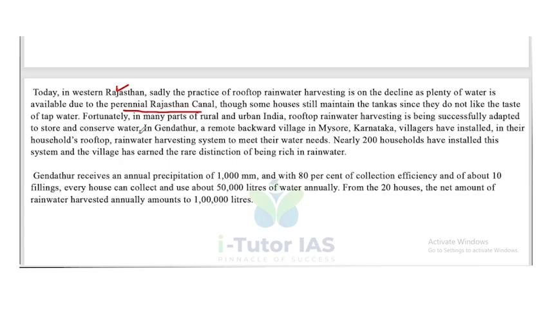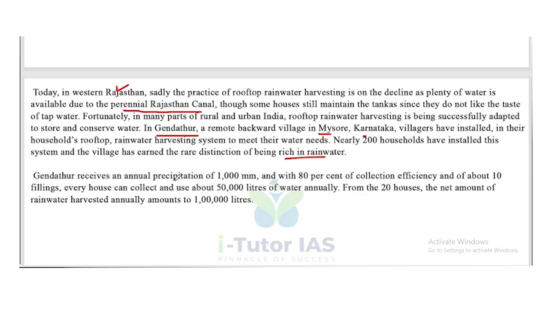In Gendathur, a remote backward village in Mysore, Karnataka, villagers have installed rooftop rainwater harvesting systems in their households to meet their water needs. Nearly 200 households have installed this system, and the village has earned the rare distinction of being rich in rainwater.